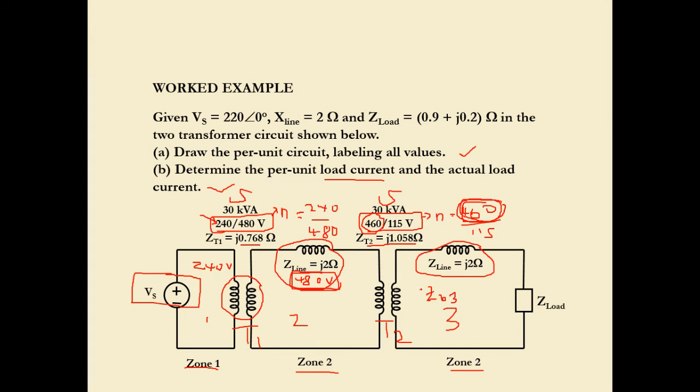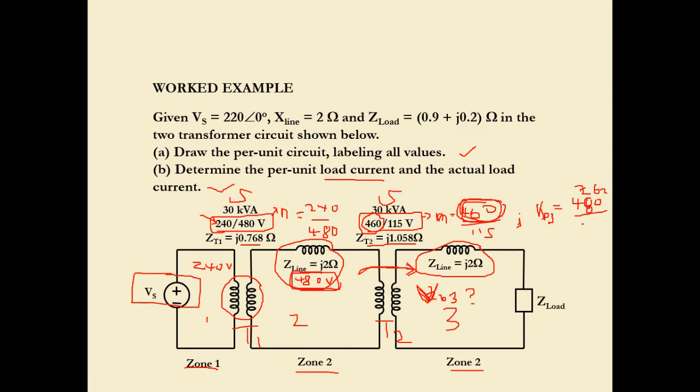So in order to find V base 3, we must match the ratio again. So the ratio N equals 460 over 115. Once we come to V base 3, we must do the same process and match the ratio. So V base 3 is equal to 460 divided by 480, from here to here. So we take 480, this is the base for zone 2.